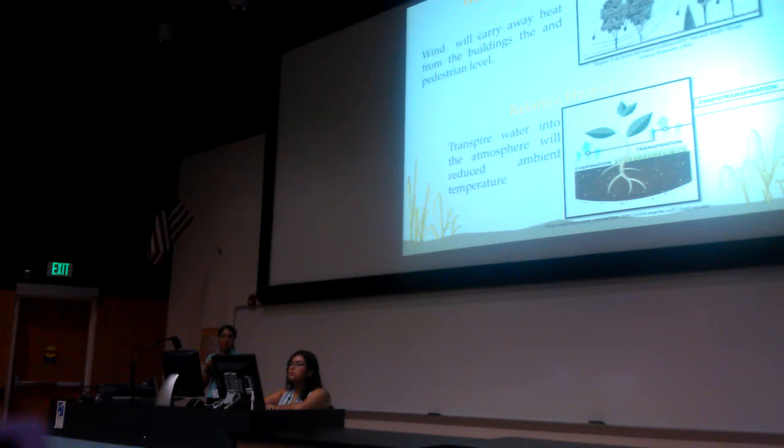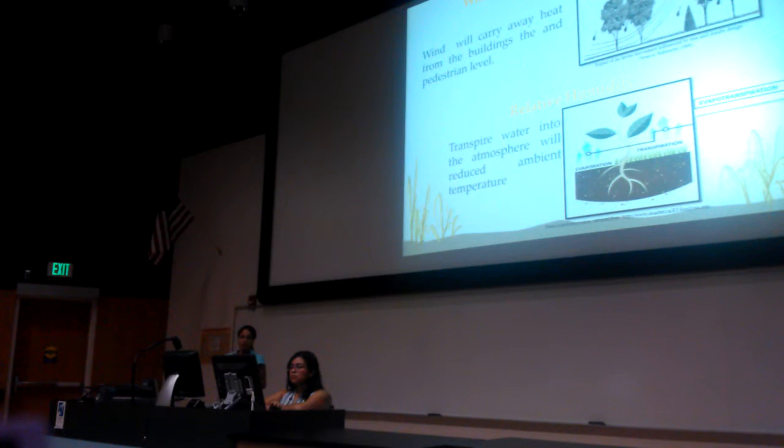We have wind control and modification. Wind can carry away heat from the surroundings of a building or a pedestrian level. If we combine natural elements such as vegetation with other architectural designs or landforms, we could direct the wind direction, increase or decrease its speed, and use it in our favor for natural ventilation.